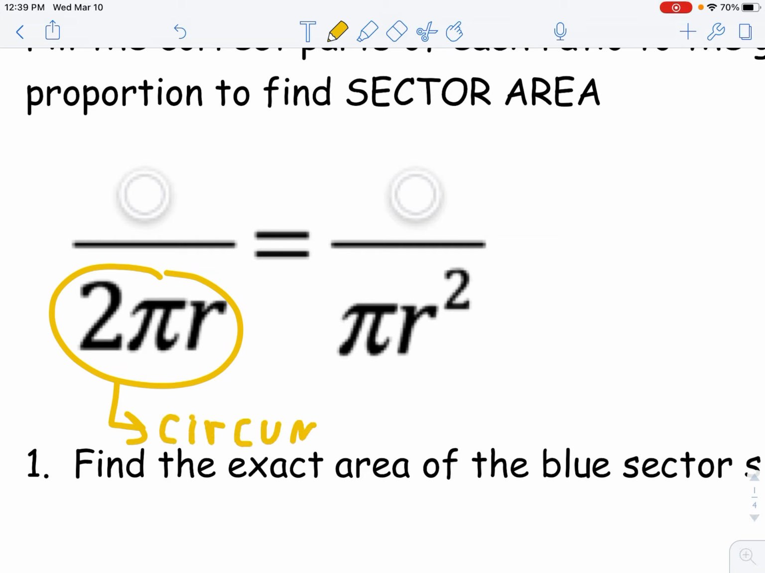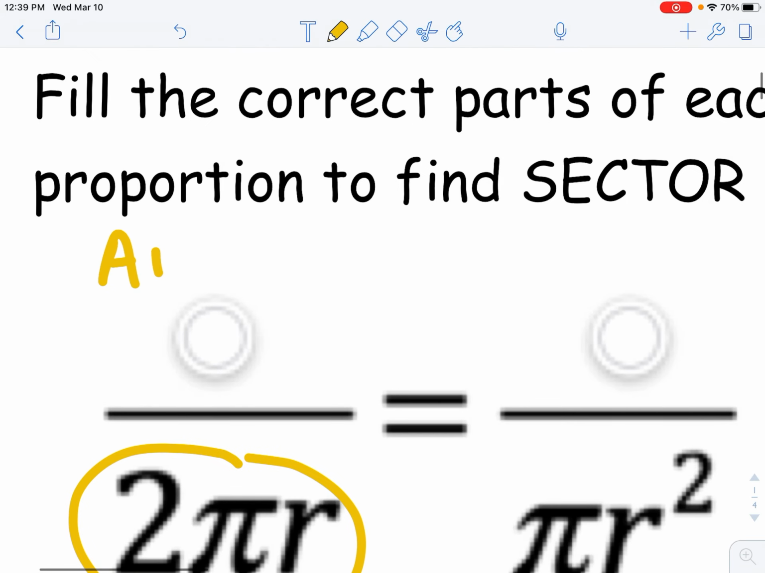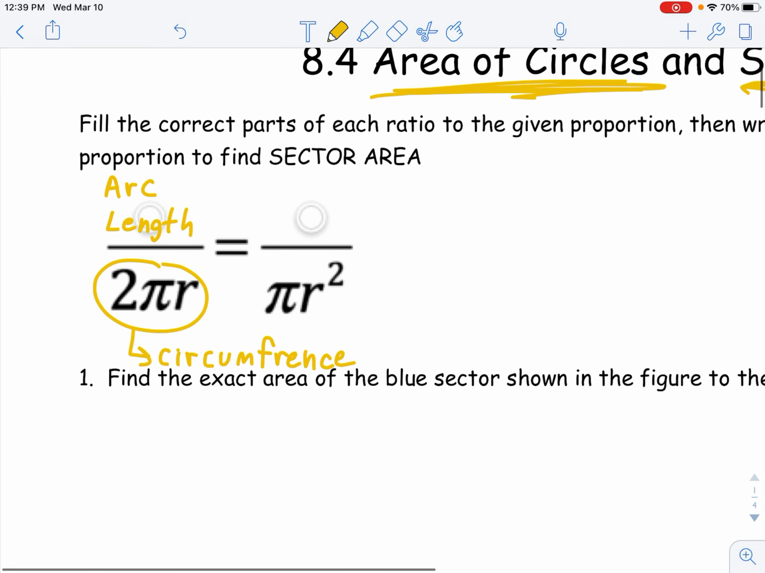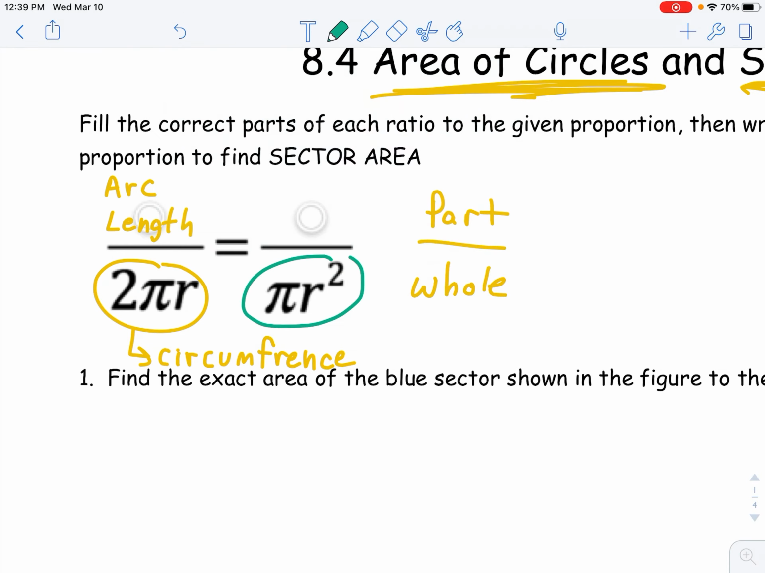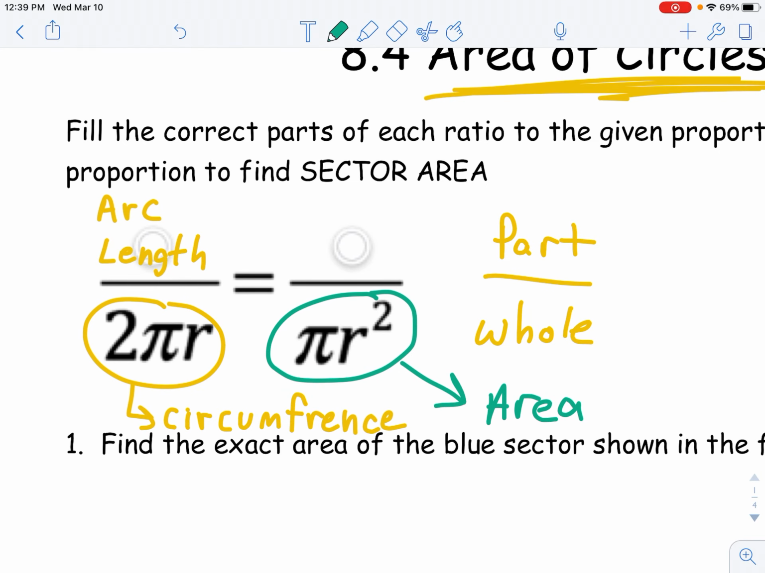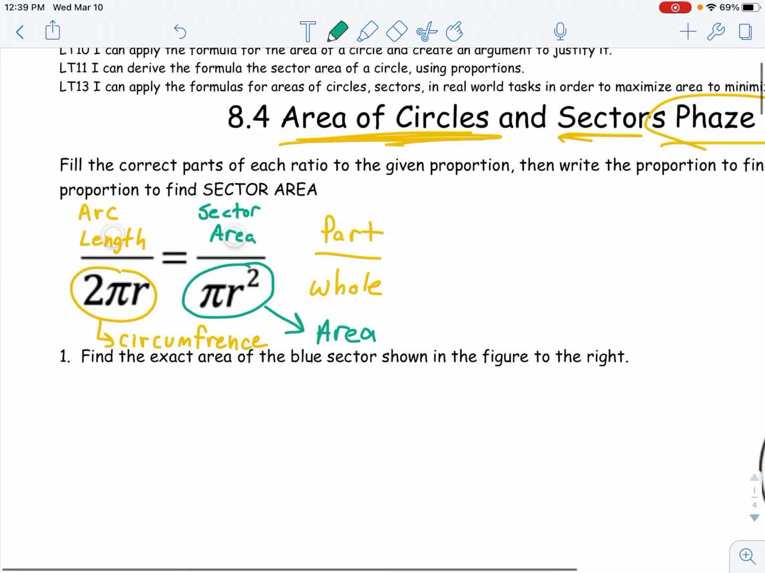is the circumference. All right, arc, let me do it like this. Arc length corresponds to circumference. It's a part of the circumference over the whole circumference. Similarly, with this part right here, this is area of a circle, and what corresponds to that is sector area.